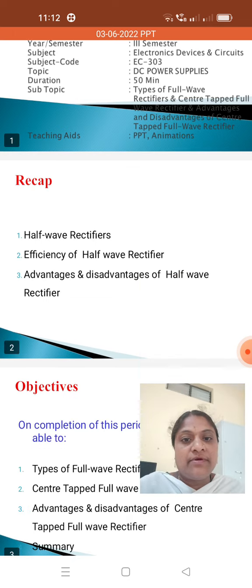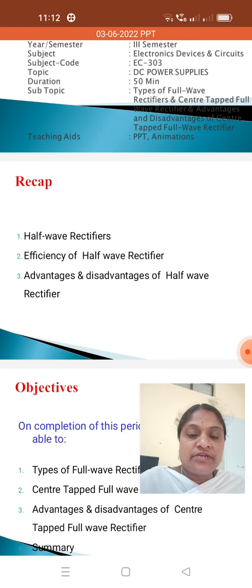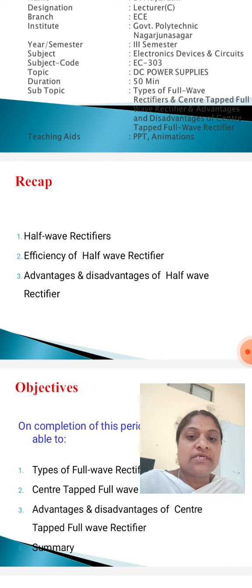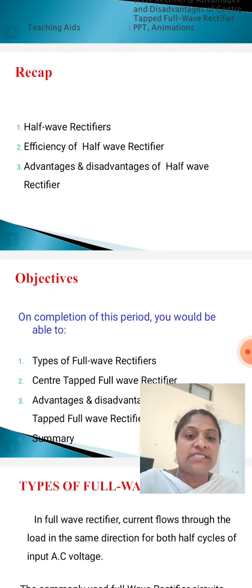Next, recap of this presentation. In the previous class we discussed half wave rectifiers, the efficiency of half wave rectifiers, and the advantages and disadvantages of half wave rectifiers. These three topics were completed in the previous class. Okay. So now next, objectives of this presentation.